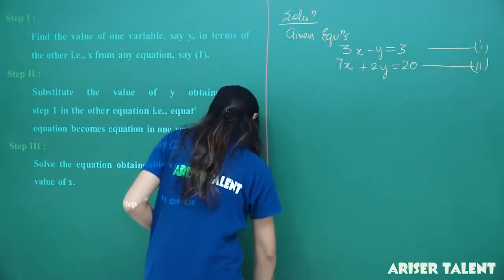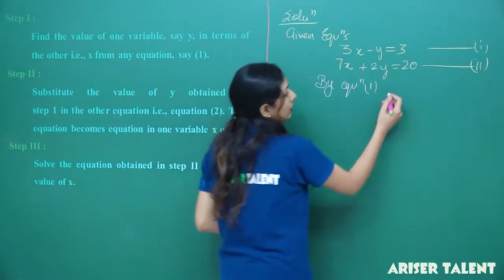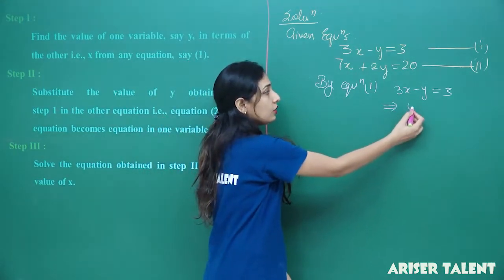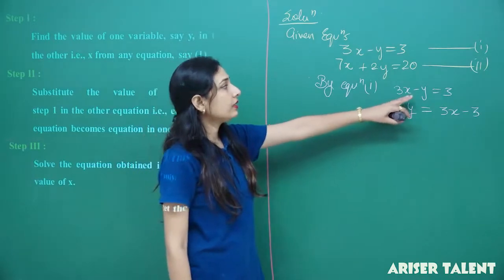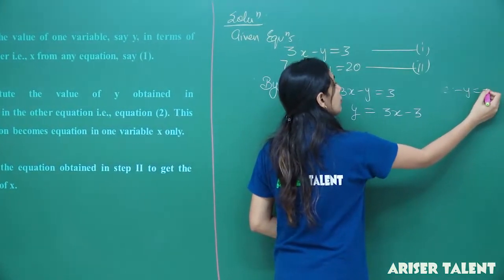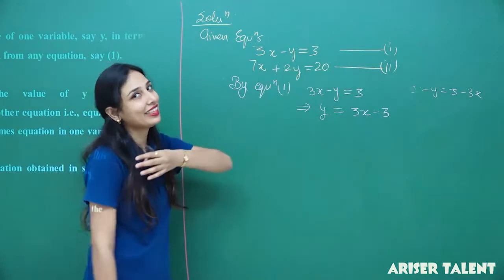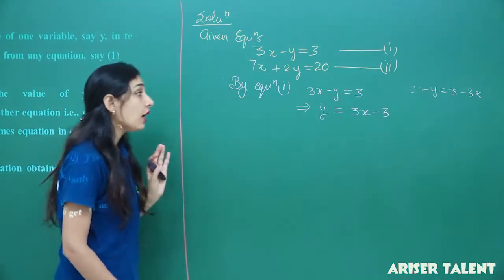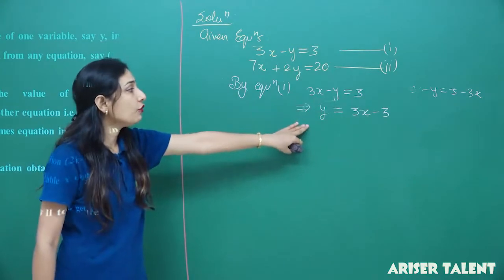So, by equation 1, 3x minus y equals 3. Now, if that's so, can I write y equals 3x minus 3? I just take minus common like this: minus y equals 3 minus 3x. So I have taken minus common, so the minus sign is eliminated from there, and it will become y equals 3x minus 3. Right, now this is the value of y. I simply have this value of y from equation 1.